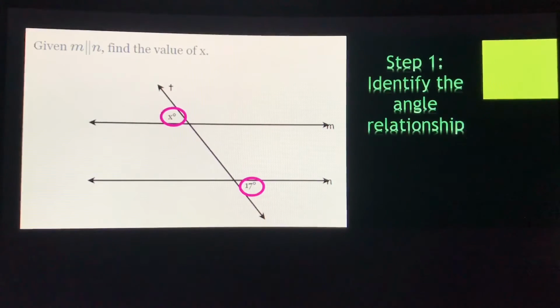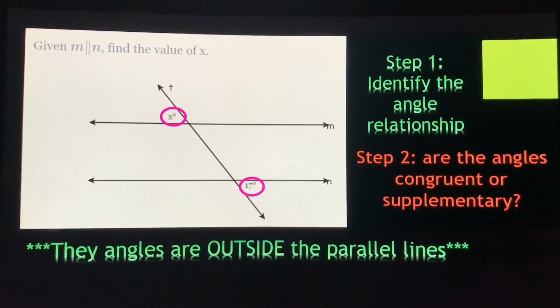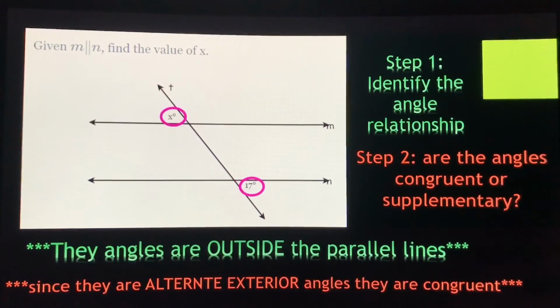So now that we're at this point, I've figured out what I'm given and I'm identifying the angle relationship. Well, the angles are outside the parallel lines, but they're sitting in different positions. So when we talk about outside, we're talking about, that's right, alternate exterior. They're outside, exterior. So I now need to remember, are they congruent or are they supplementary? Well, since they are alternate exterior angles, they are in fact congruent. So I know that they will have the same measure. Therefore, x equals 17 degrees. Pretty straightforward in a problem like this, right?